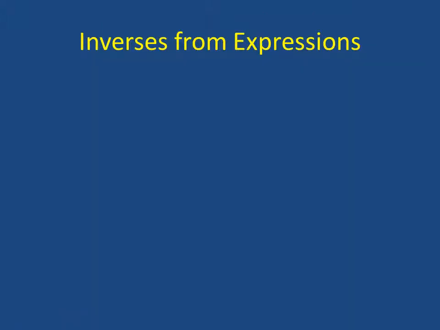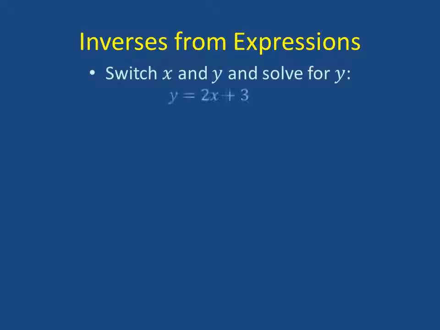If we have an expression, an equation, we can find the inverse first by switching x and y, and then we solve for y. For example, if we have y equals 2x plus 3, we'll switch x and y and get x equals 2y plus 3. Now we just need to solve for y. Subtract 3 from both sides, divide by 2, and we have the inverse y equals (x minus 3) divided by 2.